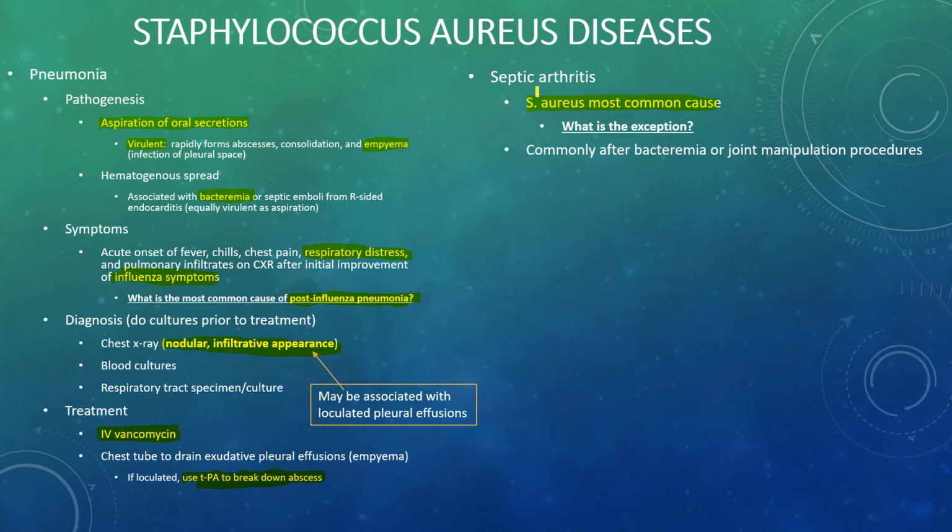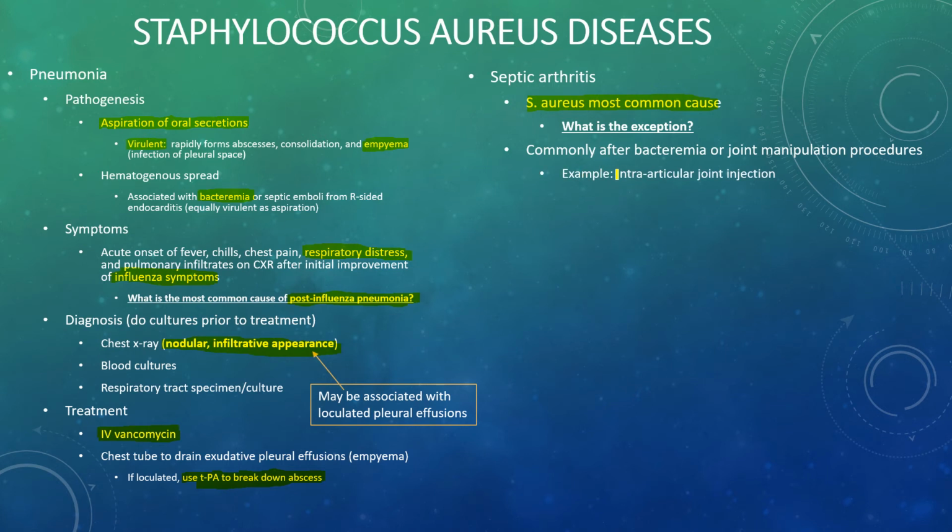Another important thing to know about septic arthritis is, in sexually active young people, the most common cause is actually not Staph aureus. The most common cause in sexually active young people is Neisseria gonorrhoeae, and that'll be the cause of septic arthritis in those patients. So commonly it's after bacteremia. Remember, bacteremia is a very common theme here. Staph aureus spreads through the blood, and you can also get it after a joint manipulation procedure, so the bacteria can get seeded into the joint space and cause the septic arthritis.